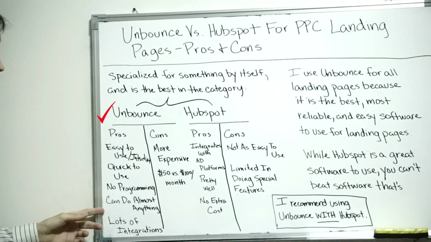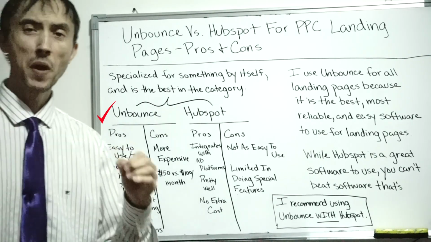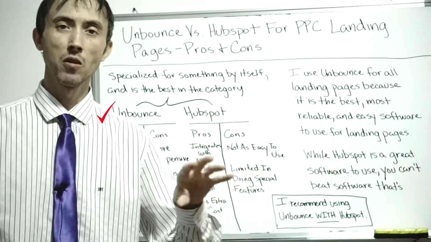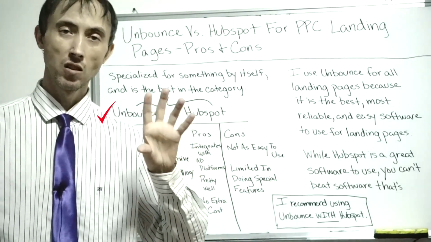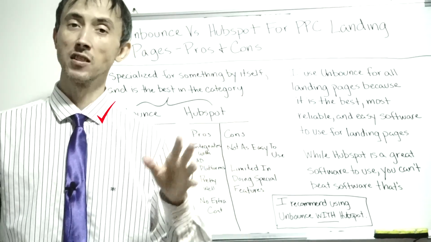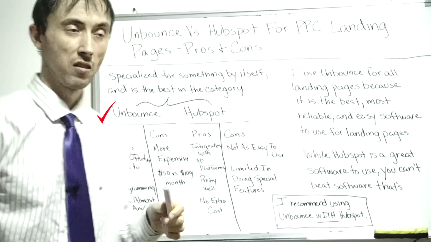You could do almost anything when making a landing page. Anything that you could think of that you're going to want to do with a landing page, you're going to be able to do with Unbounce, whereas it's questionable at HubSpot. It's limited in what you can do in comparison.